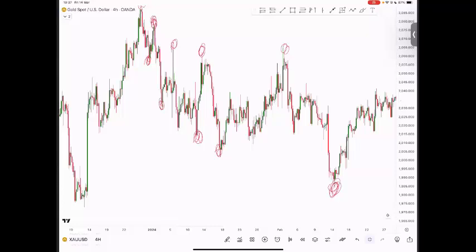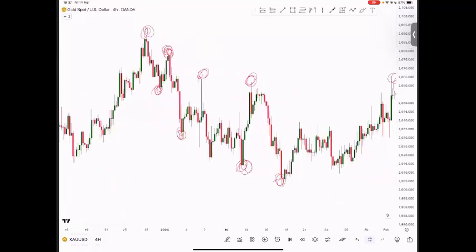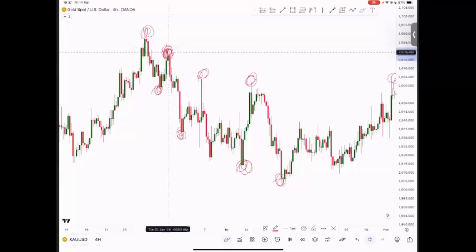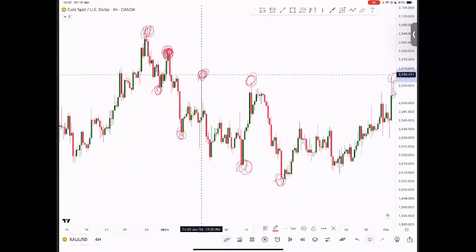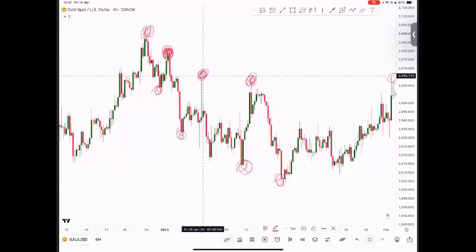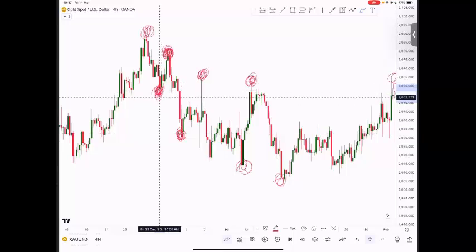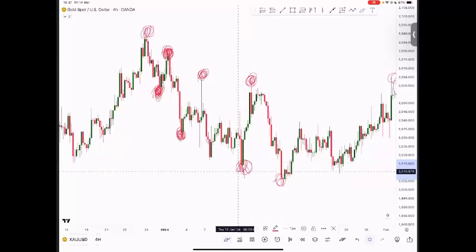Now, if you look at this, price has been creating highs that keep going below the previous ones, highs that are lower than the previous one. You can see that this second high did not go above the first one. The third did not go above the second, the fourth did not go above the third. The second low is lower than the first low, the third low is lower than the second low, and the fourth low is lower than the third low.